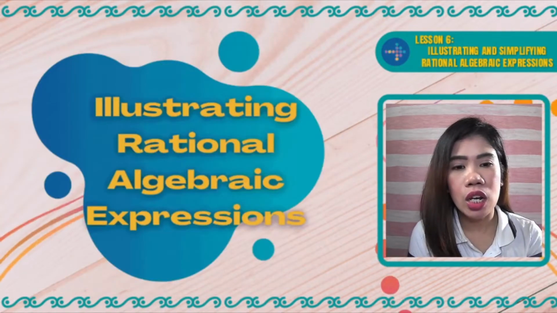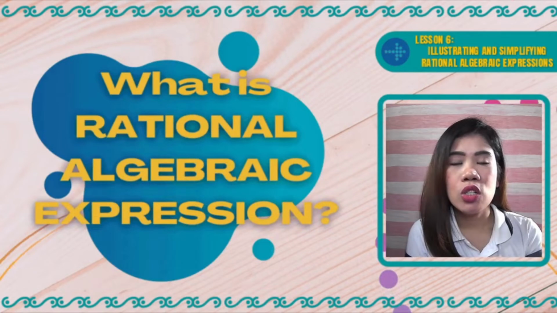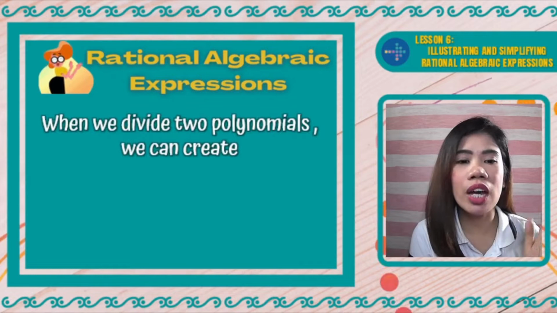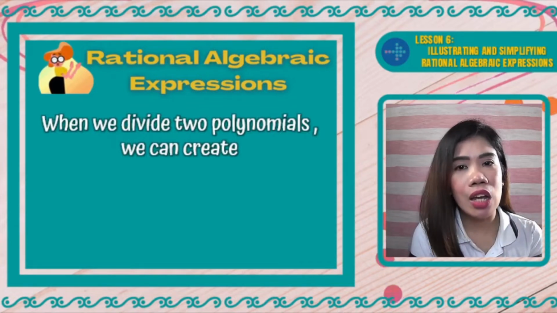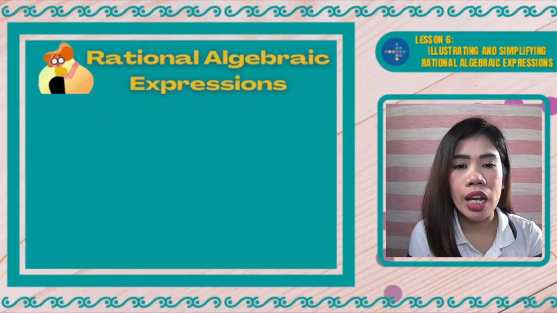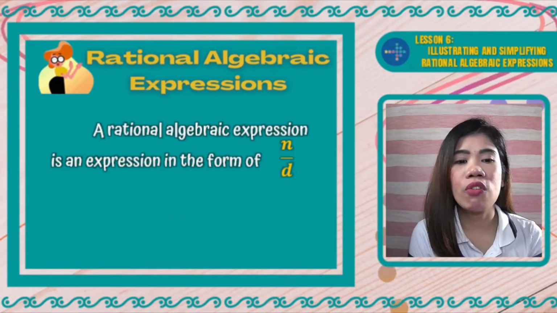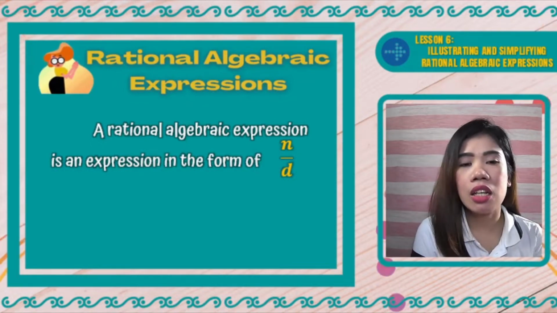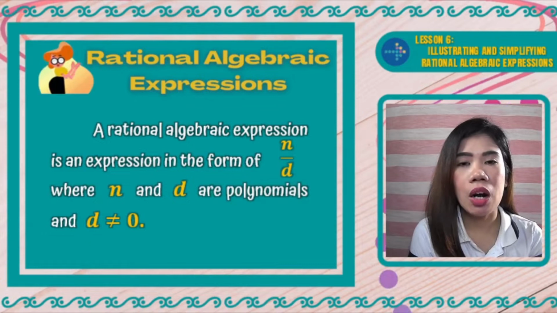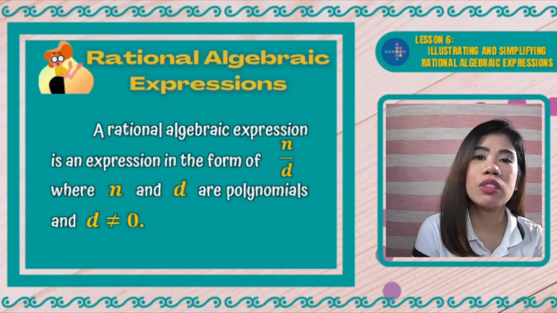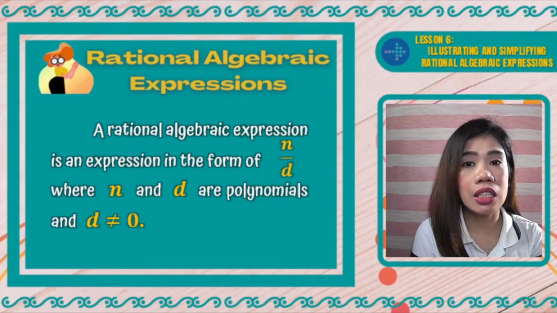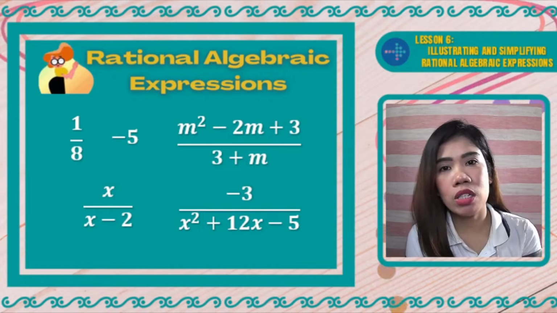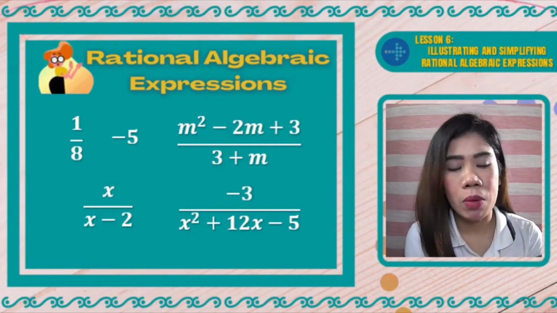So let us illustrate rational algebraic expressions. So ano nga ba yung rational algebraic expression or RAE? So when we divide two polynomials, nagke-create tayo ng mga RAE. So, RAE is an expression in the form of n over d, where n is the numerator and d is the denominator, where n and d are polynomials, and yung d natin or yung denominator natin ay hindi pwedeng mag-equal kay 0. So, ito yung mga examples ng mga rational algebraic expressions.